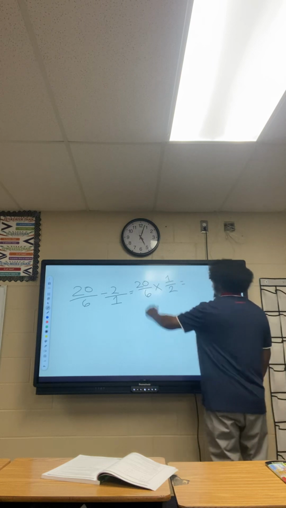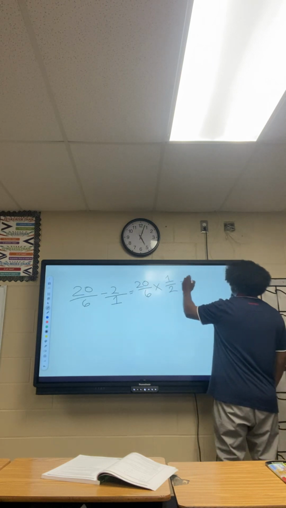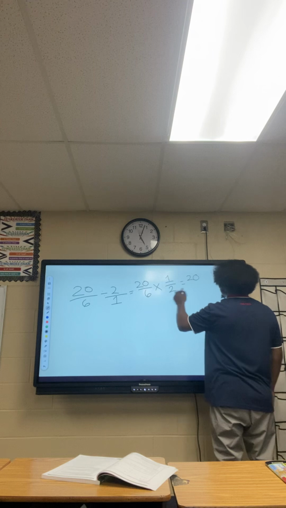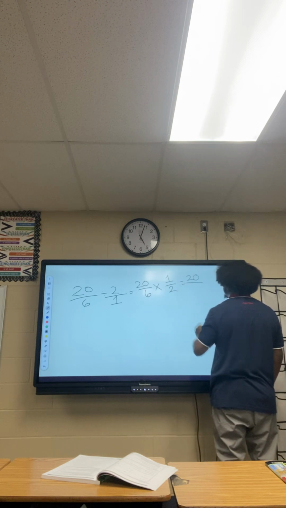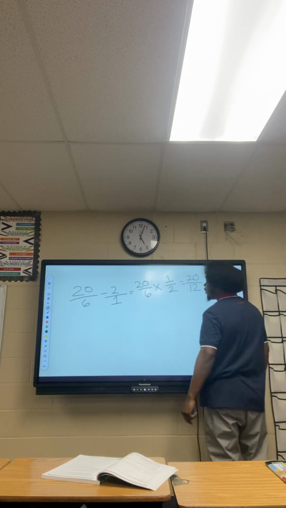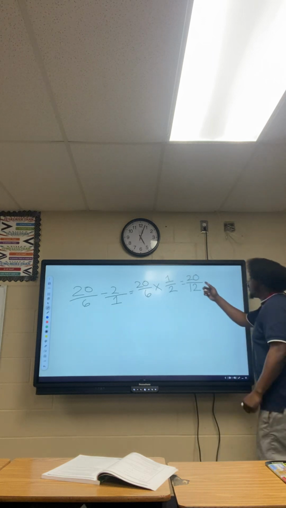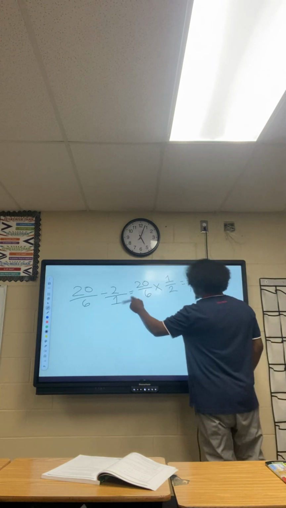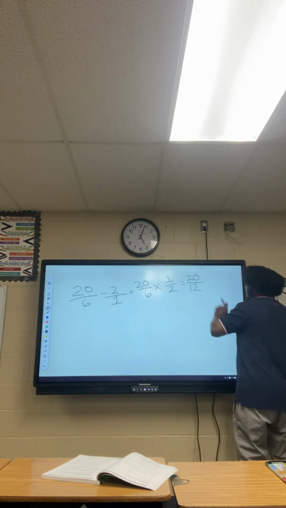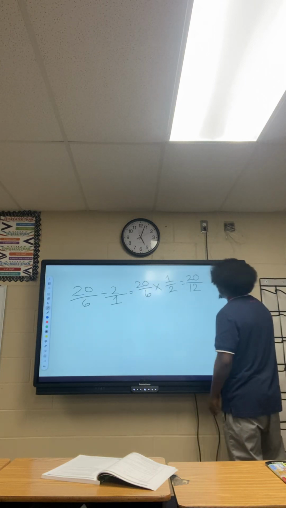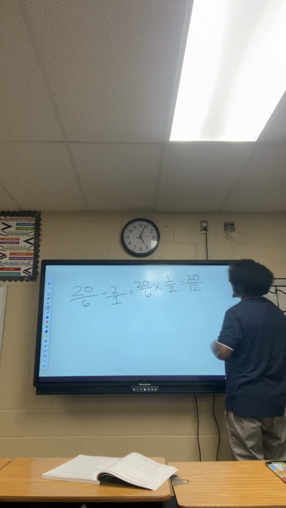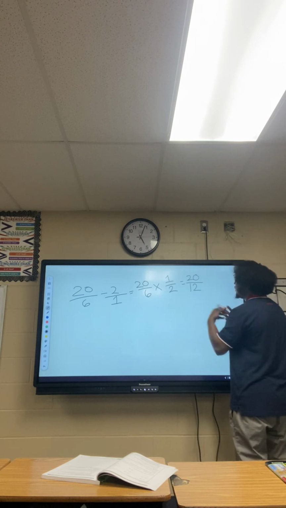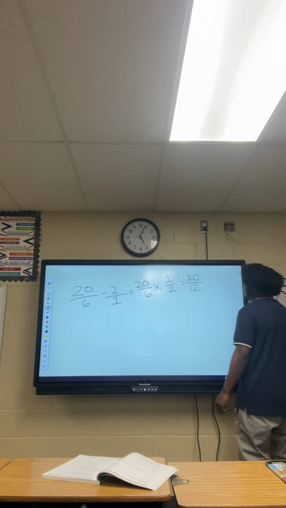So we multiply across the top. 20 times 1 is 20. And then we have 6 times 2, and we know 6 times 2 is 12. So our answer is still an improper fraction, okay? 20 over 6 divided by 2 is 20 over 12. So now that we have this, we can try to put it in simplest form, or we can change it to a mixed number. All right, so let's try it.